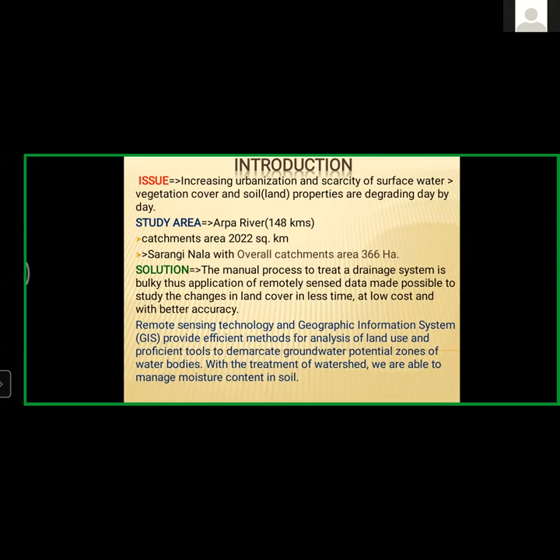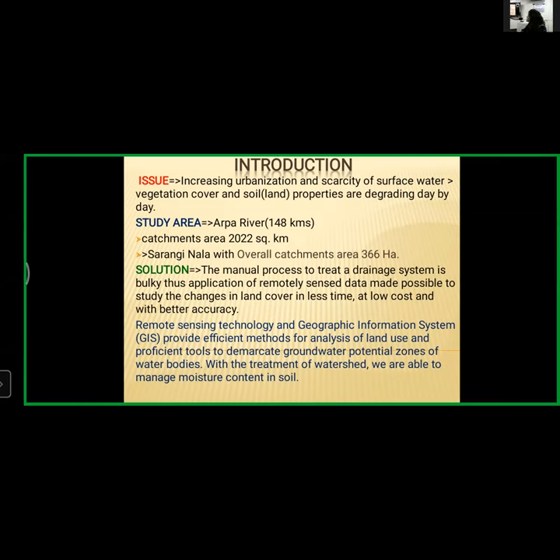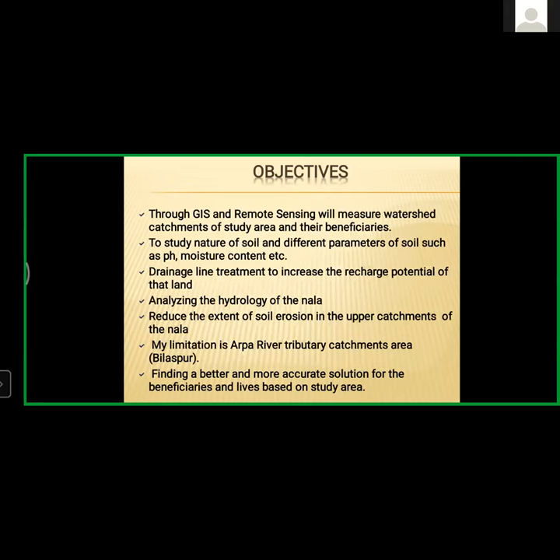For this, the manual process which we had already chosen is very hectic, so I have chosen a remote sensing based technique. Remote sensing will measure the watershed area and their beneficiaries, drainage line treatment to increase the recharge potential of the land, and analyze the hydrology of the Nala. My limitation is the Arpa River tributary catchment area.